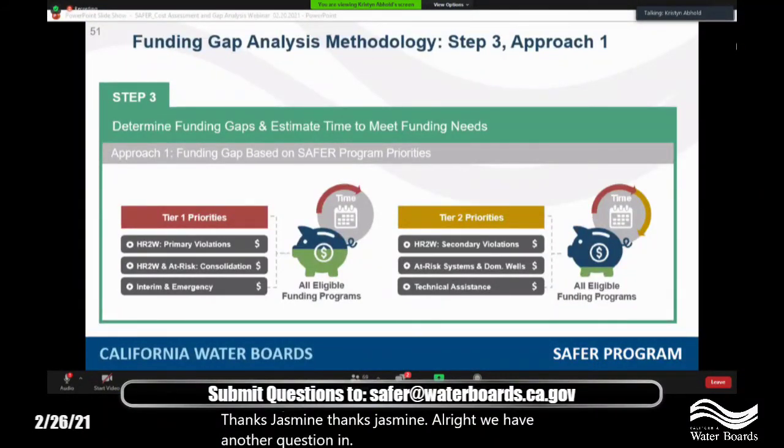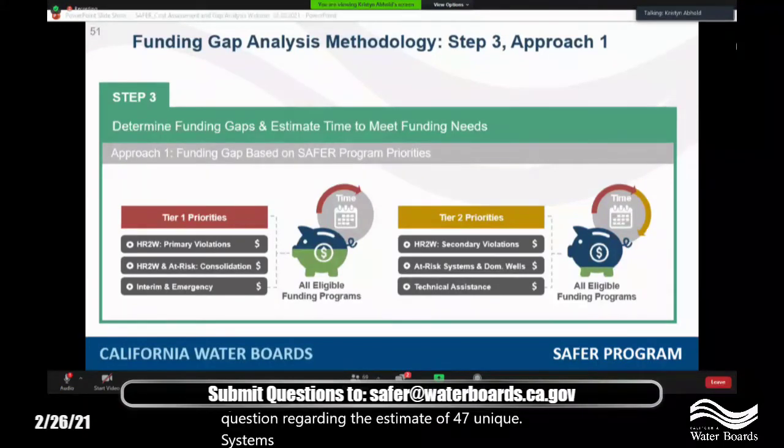We have another question in. It's a little long, so just bear with me as I read it out loud. From Danielle: I had a question regarding the estimate of 47 unique systems added annually for years 1 through 5 for human right to water systems. Those are that blue bar that Morgan shared earlier.